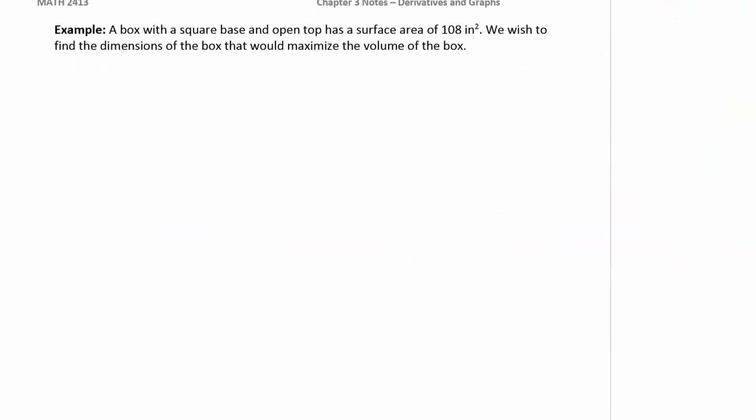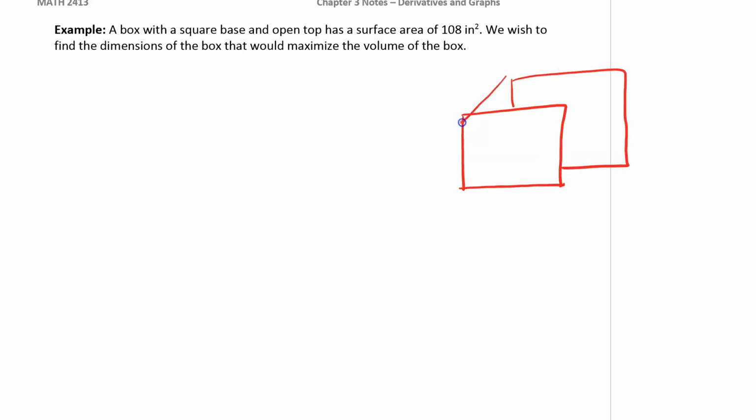It says a box with a square base and open top has a surface area of 108 inches squared. We wish to find the dimensions of the box that would maximize the volume of the box. So let's just kind of start from the beginning. It says a box, and so I'm going to draw a box. Doesn't have to be a pretty box. But let's just get an idea of what we're working with here.